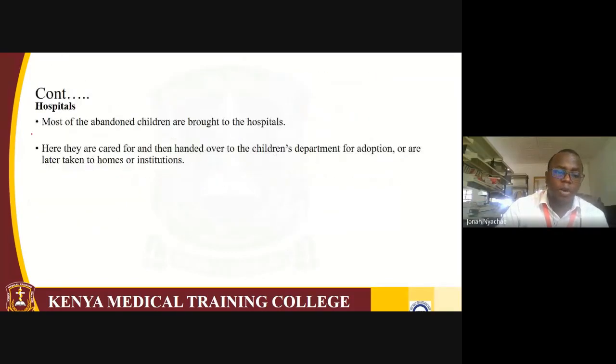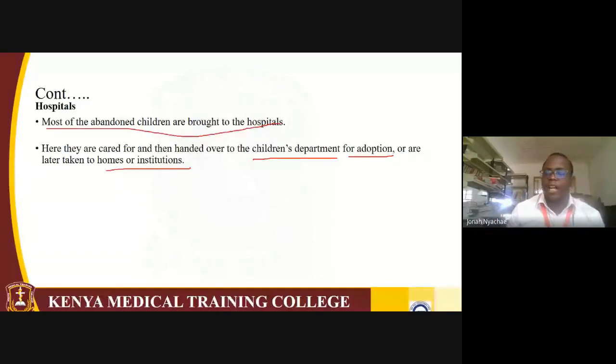In the hospital, most abandoned children, you have to know, are brought to the hospital. You find a 3-year-old child, a 4-year-old child, a 1-day-old, they have been abandoned in a coffee plantation. The first place that they will be brought to is the hospital to receive medical care, and then they can be handed over to the children's department for adoption, or they can be sent to children's homes, or also institutions, depending on the age of the child and the needs of that child.